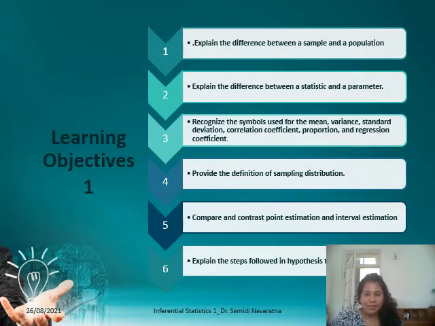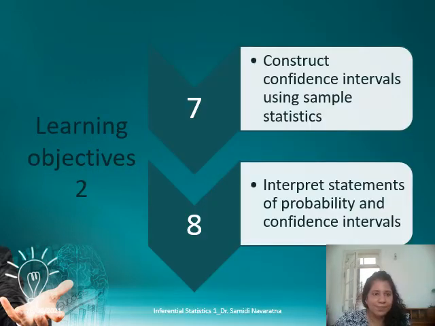Then fourth one is provide the definition of sampling distribution. Fifth one, compare and contrast point estimation and interval estimation. Sixth one is explain the steps followed in a hypothesis testing. So the seventh one is construct confidence intervals using sample statistics. Then the last one is interpret statements of probability and confidence intervals.